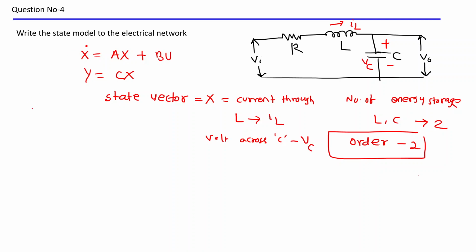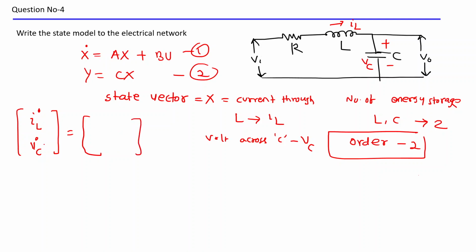Now I am writing this equation. This one equation and two equation I am writing in terms of my state vector. How will you write? X star is nothing but IL star and VC star. Okay, these are my state vector. Now in terms of A, I don't know, I have to find out because it's a 2 cross 2 matrix. So this matrix should be a 2 cross 2, which is unknown to me. And Ax is nothing but your IL and VC.